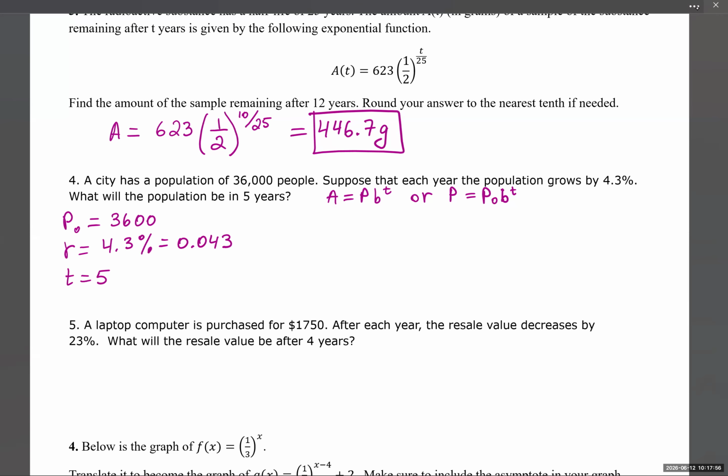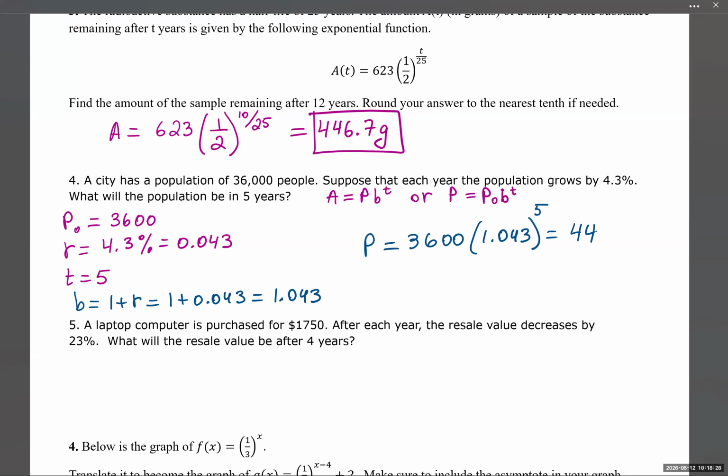Now we need to figure out what b is. The population is growing, so b would be 1 plus r. So that's 1 plus 0.043, 1.043. Now I'll go ahead and put everything into the actual formula. Population equals 36,000 times 1.043 to the 5th power. And that will be 44,435 people. We did round to the nearest whole person.